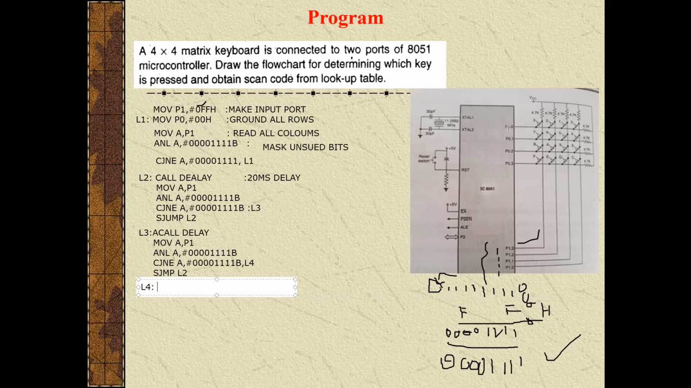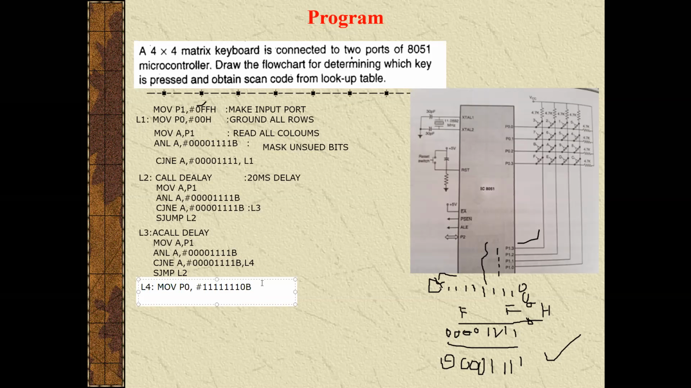So I want to make that row only 0, or low. I want to put that low signal on that particular row. How? By writing this instruction, I am loading port 0. What data am I loading here? I am loading this data into port 0, which means except row 0, all the pins of this port 0 will be high. I am going to check whether any key is pressed at that particular row.